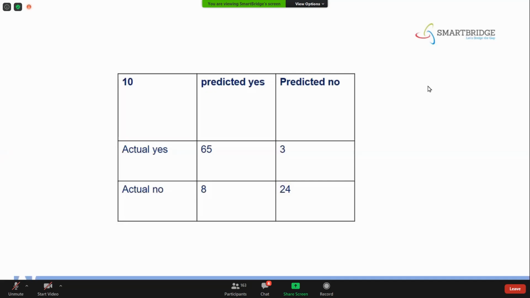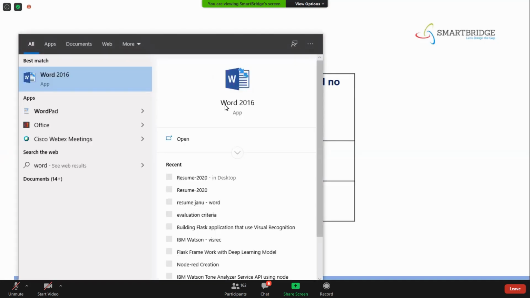Suppose I have 100 observations. In those 100 observations, these are the values. How are these calculated? Now I'll take a small Word document and I'll explain it to you.